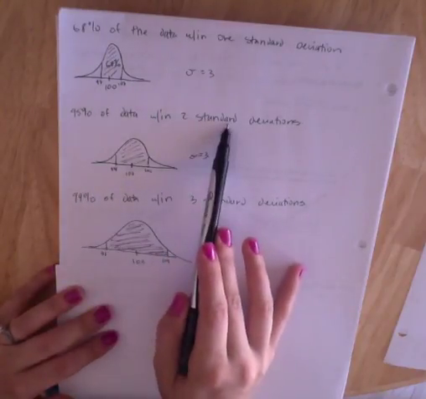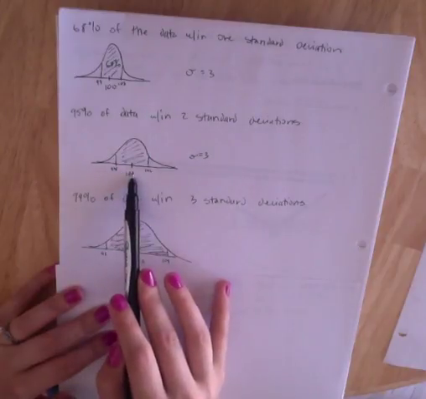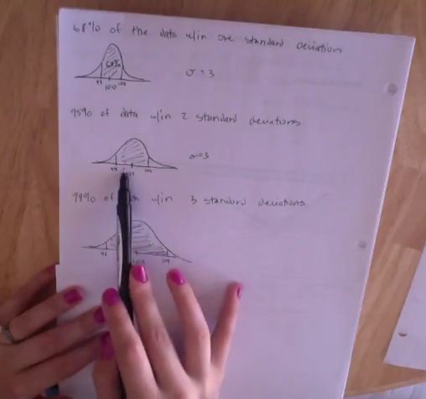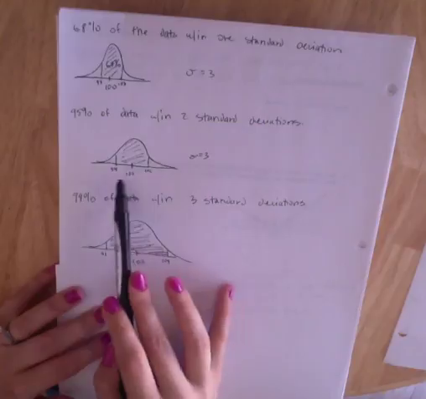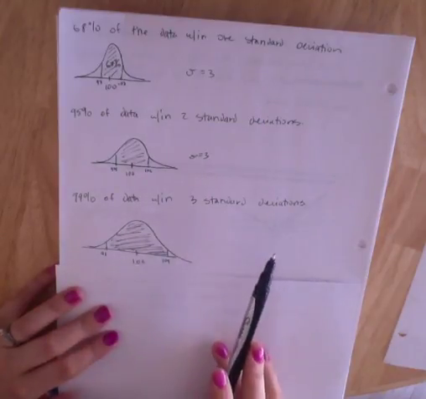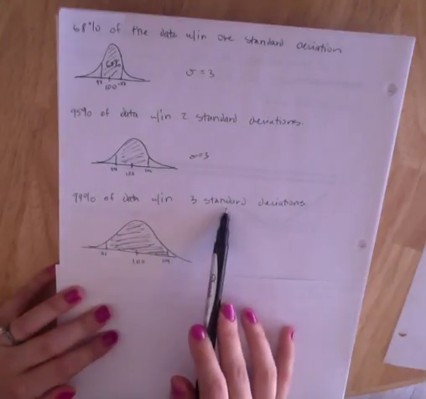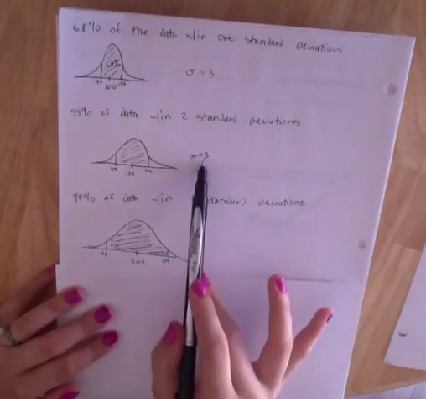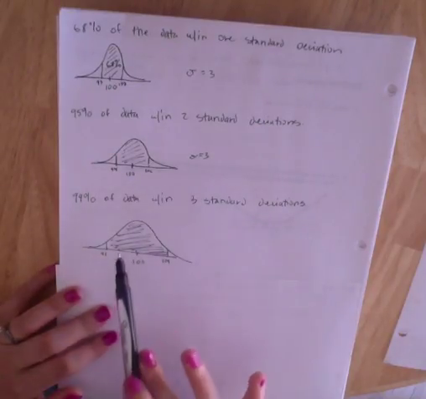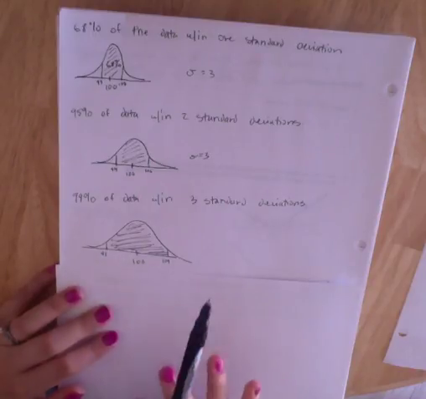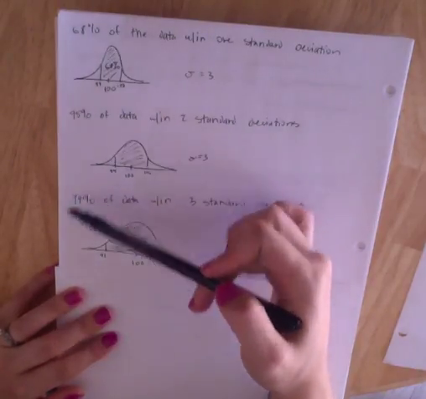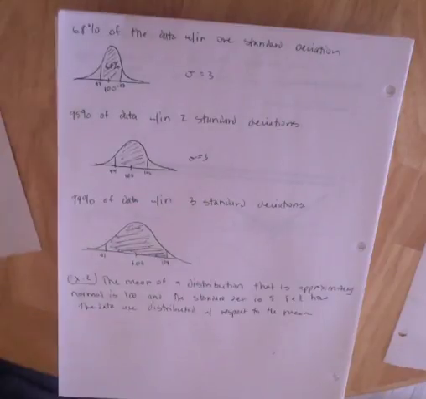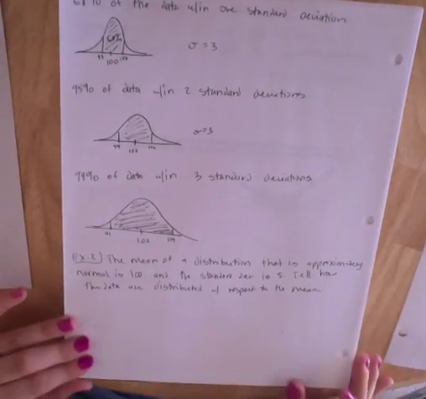95% of the data is within 2 standard deviations, so 2 times our standard deviation up and down, so 95% of the data lies between 94 and 106. 99% of the data lies within 3 standard deviations, so between 91 and 109, or 3 times sigma, which is 9. We do 100 minus 9 and 100 plus 9. You need to know the 68, 95, and 99 because you'll be given questions like this.